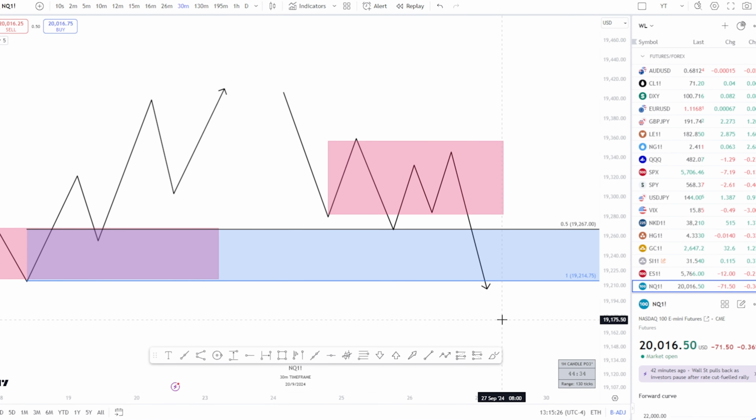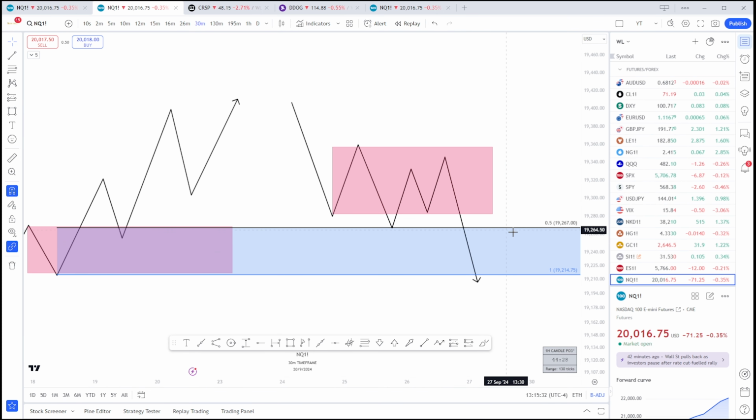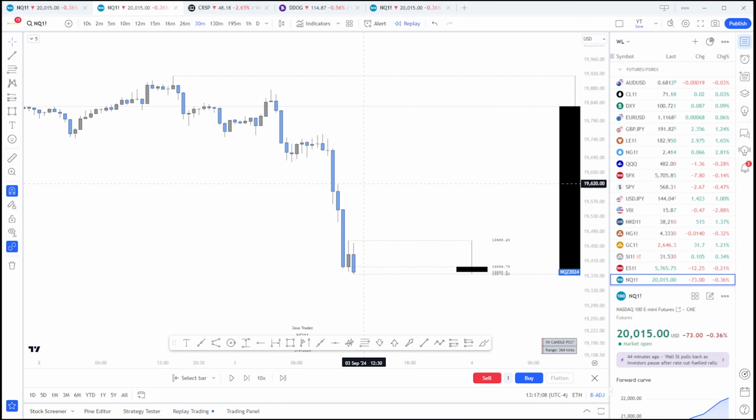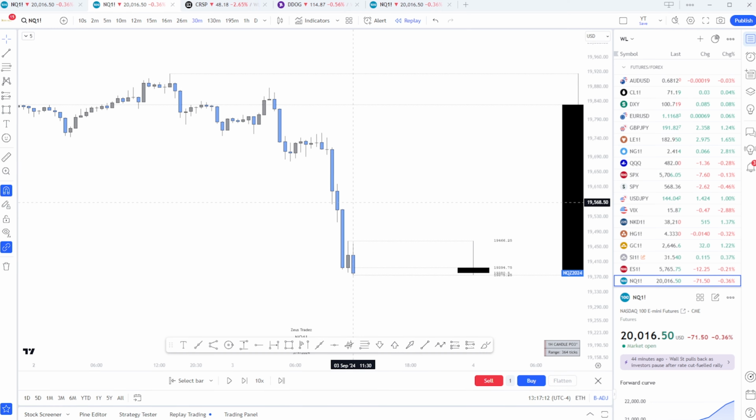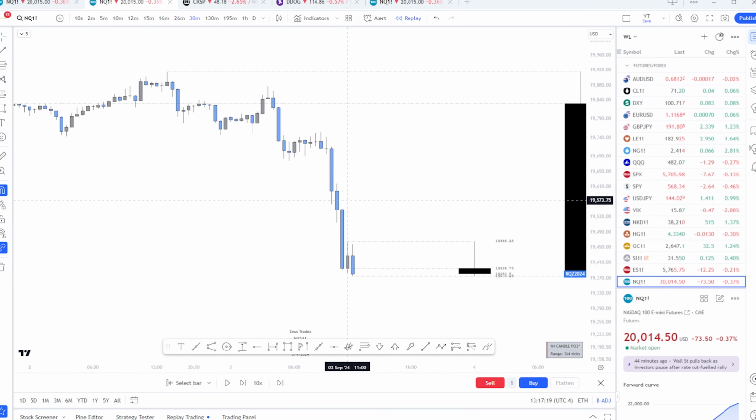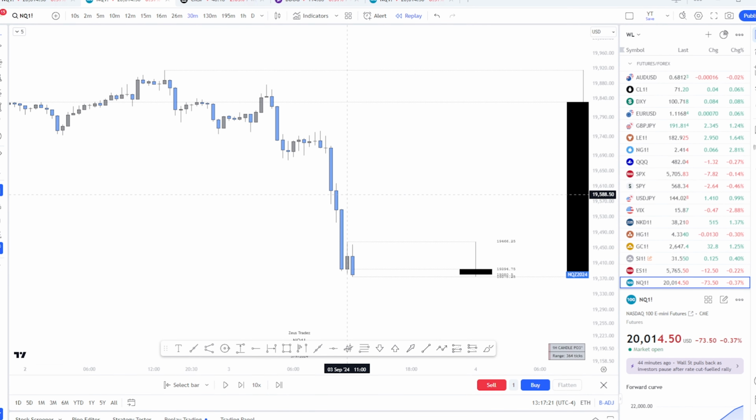Oftentimes, you're going to see this type of price action where price is kind of stalling out or consolidating around this range and likely waiting for a liquidity sweep. Notice how we sweep liquidity at this level, and then we get the expansion back to the downside. Now let's go take a look at a couple live examples.